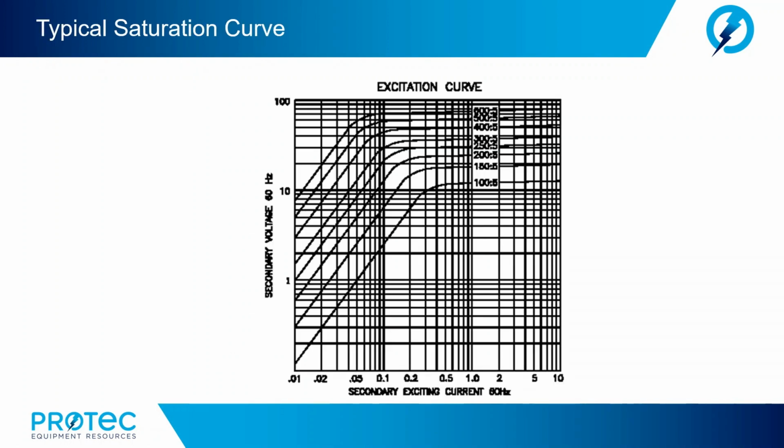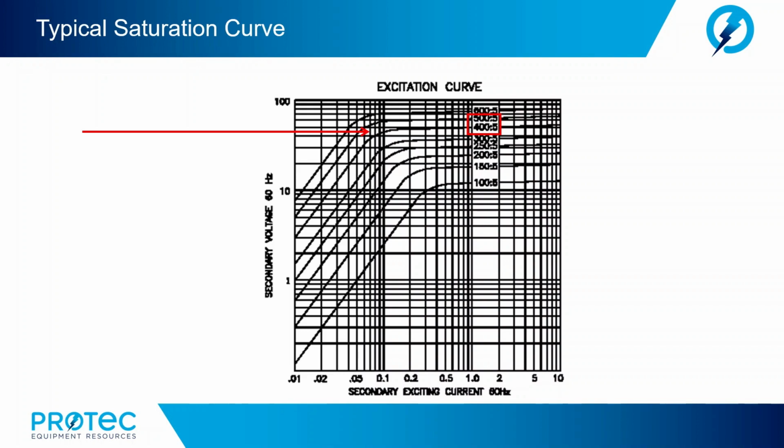Now, here is a typical saturation curve for a CT. Note that for the 400 to 5 CT, it saturates around 50 volts. This means that if the CT needs to produce voltage higher than 50 volts, it will not be able to use its ratio of primary to secondary current accurately.